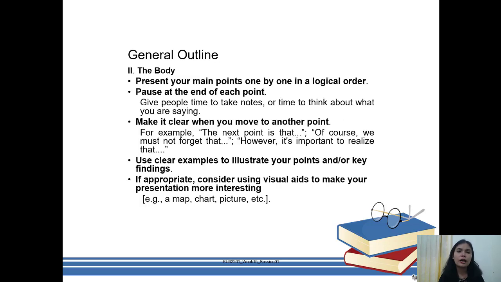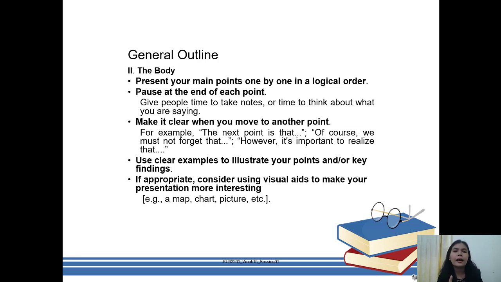And then we will talk about the body of the presentation. There are some elements that you need to pay attention to. The first one is to present your main points one by one in a logical order. Just like what I did just now, there's an outline and an introduction, and after that I'm going to the body part and I'm making it in a logical order so that your listeners or your audience will not get confused with the flow of your presentation. So that's the first thing about the body part.